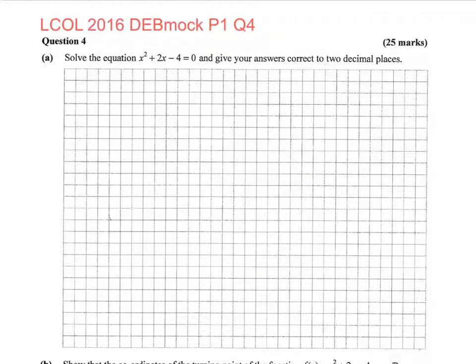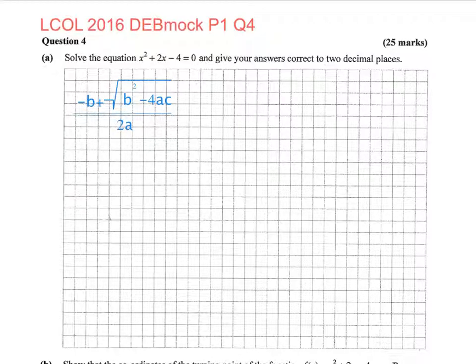This question is an algebra question. We are given a quadratic equation and you're asked to solve it, i.e. find the values of x that fit this and make it equal to naught. Now the biggest clue here is give your answers correct to 2 decimal places. This is a very clear sign that all they want you to do is use the minus b formula.